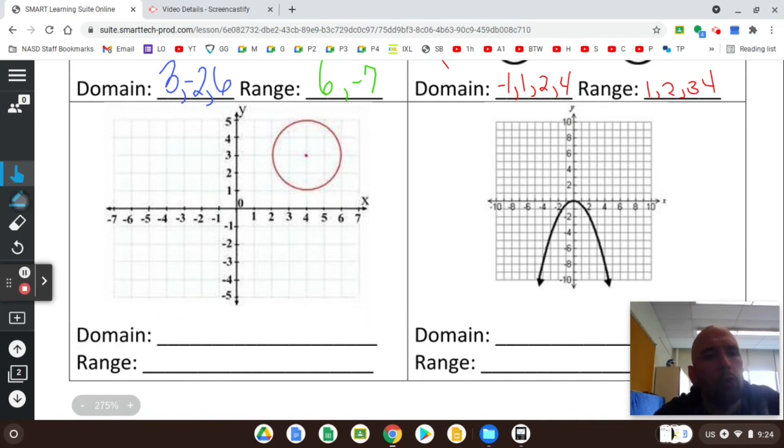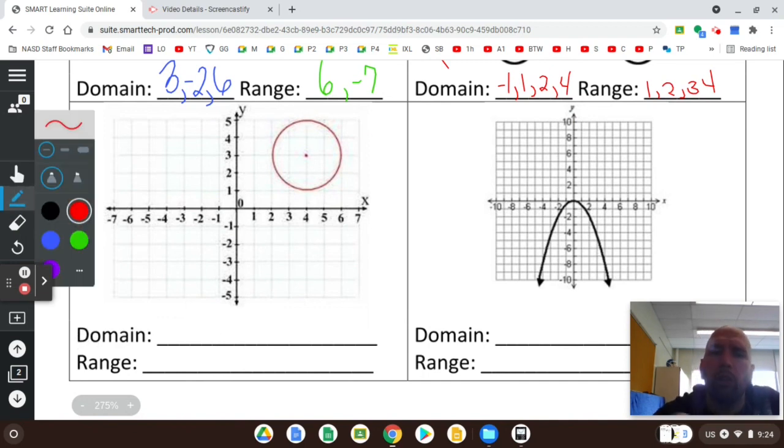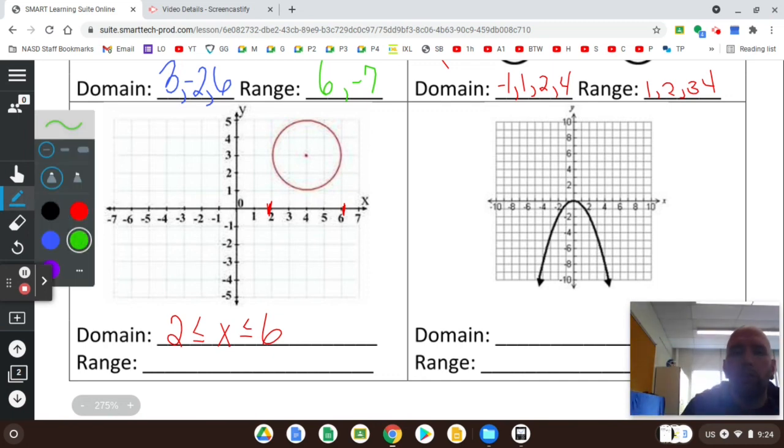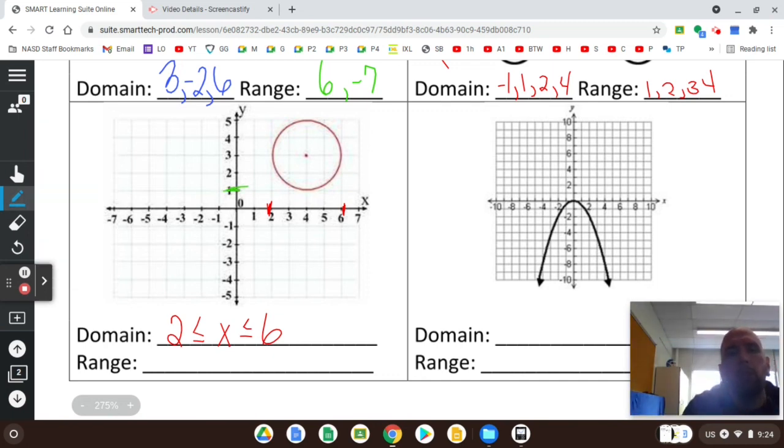But this is weird. The domain is all the x values, and the x values seem to be covered between that 2 and that 6. So we will write the domain out as everything in between 2 and 6. Or you could just say the phrase everything in between 2 and 6. The range is all the y values being covered, so that's up to up, and so we will say everything in between 1 and 5.